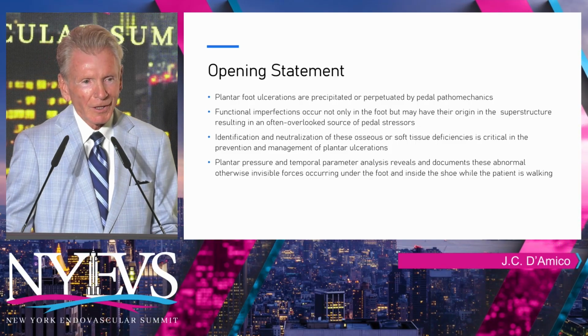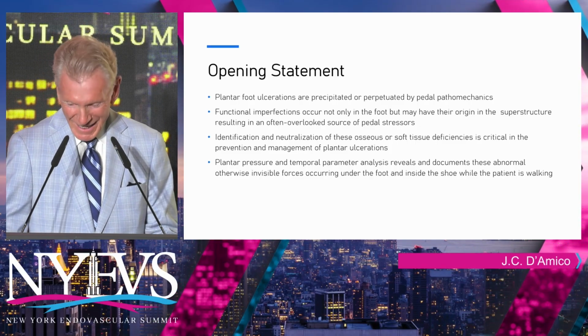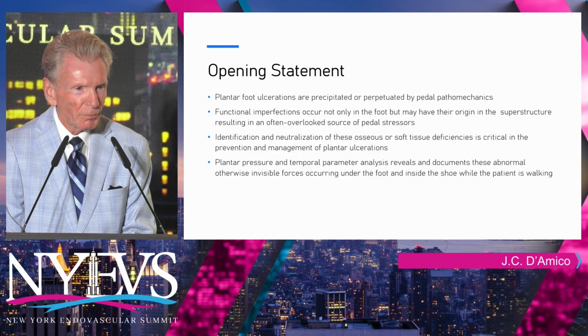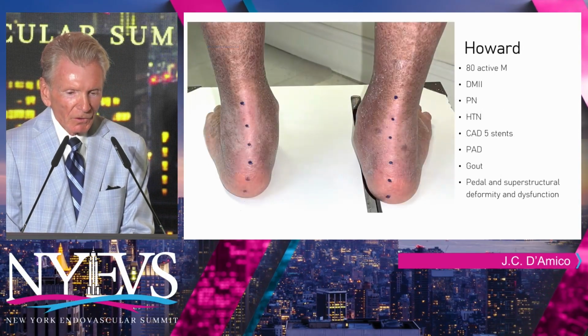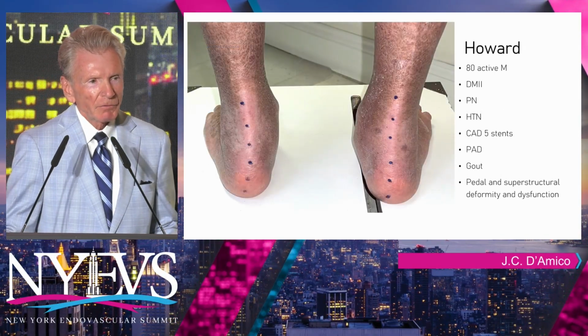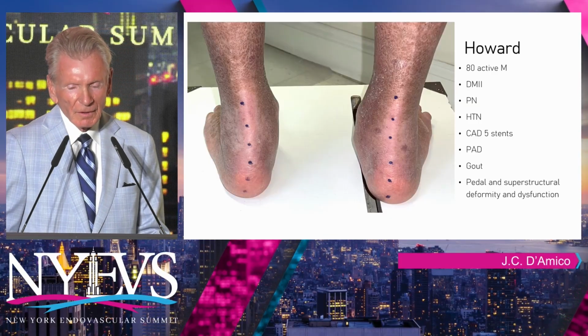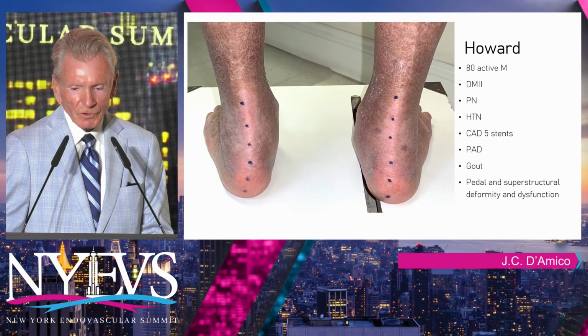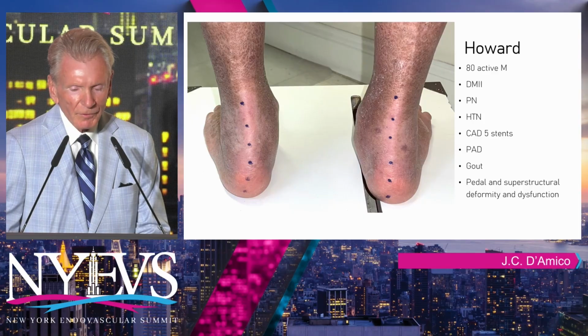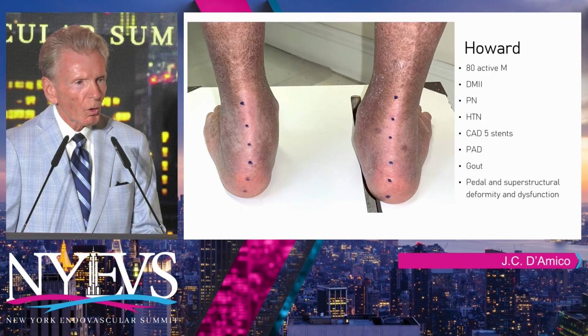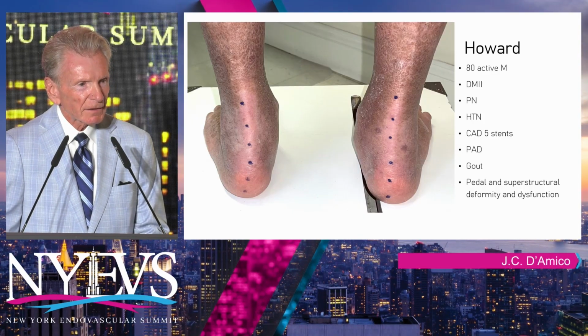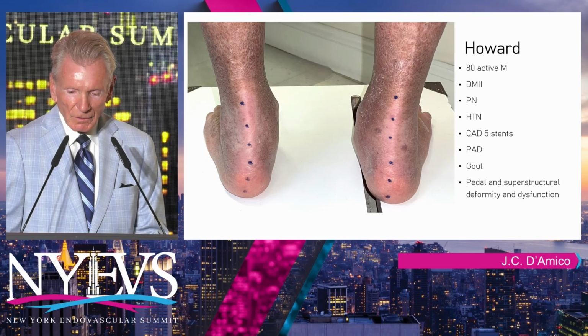And other people say, well, you're lucky. I said, I am lucky. But I think it takes a little bit more than that. So here's Howard. And everybody's had patients like this. 80 years old, DM2, PN, peripheral neuropathy, hypertension, multiple comorbidities. He's active. He's never broken down.